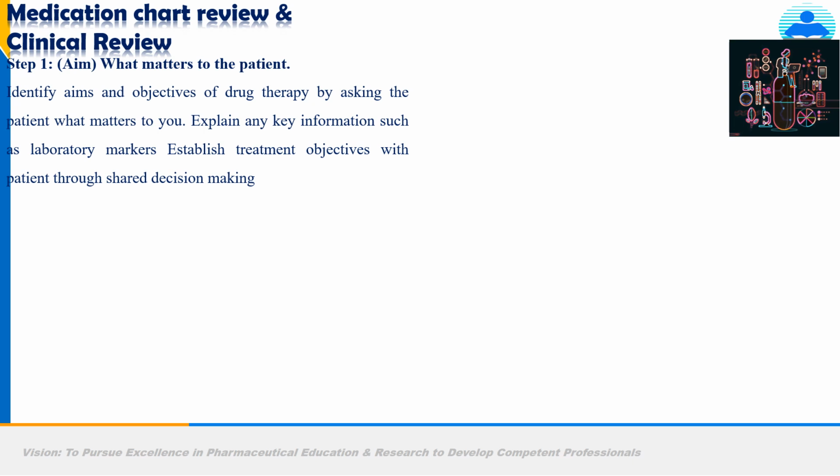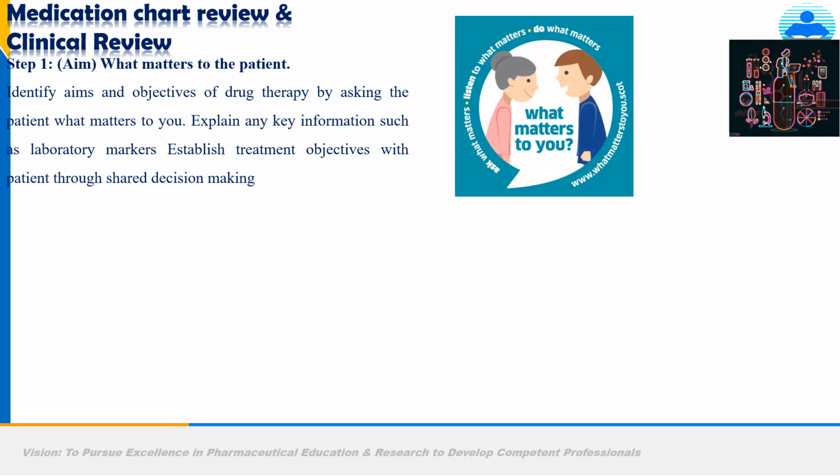There are different steps involved in drug therapy monitoring and medication chart review that we need to discuss in this section. The first important step in drug therapy monitoring is nothing but what matters to the patient. During the medication chart review, the first thing the pharmacist assesses is what is being prioritized by the patient. So identify the aim and objectives of the drug therapy by asking the patient what matters to you, and explain any key information such as laboratory markers, establishing the treatment objective with the patient through shared decision making.